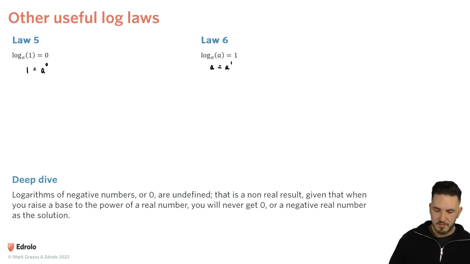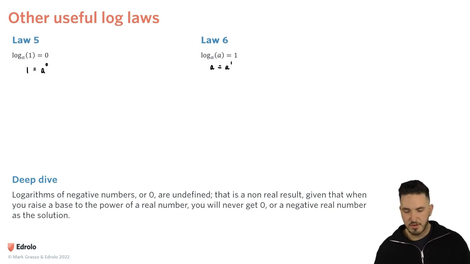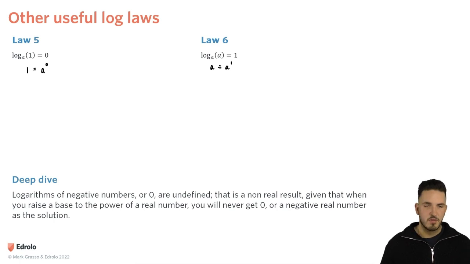So looking at our deep dive, logarithms of negative numbers or 0 are undefined. That is because it leads to a non-real result, given that when you raise a base to the power of a real number, you will never get 0 or a negative real number. Let's say, for example, you had 2 to the power of negative 4. 2 to the power of negative 4 is equivalent to 1 over 2 to the power of 4. So it's 1 over 16. You're never actually going to get 0. You're never actually going to get a negative value. So that's why we're always looking for values where the argument is greater than 0.